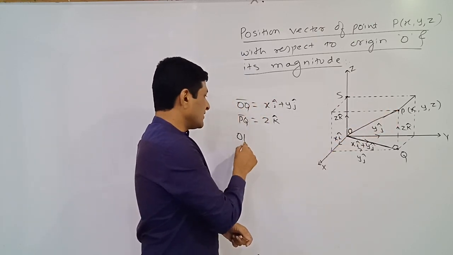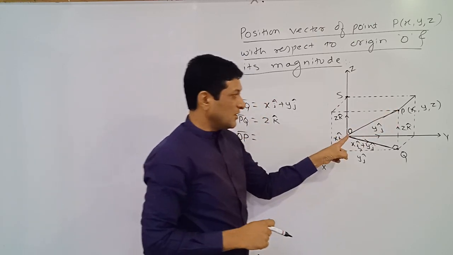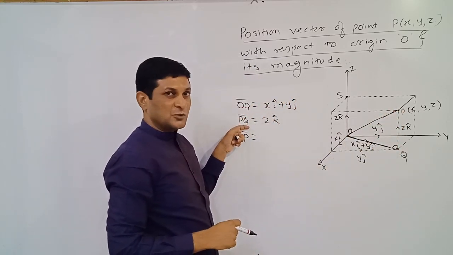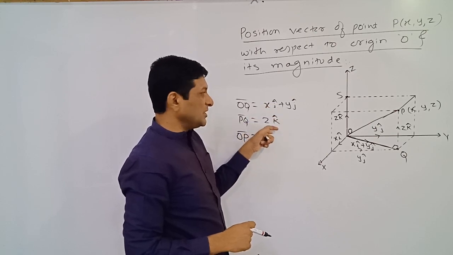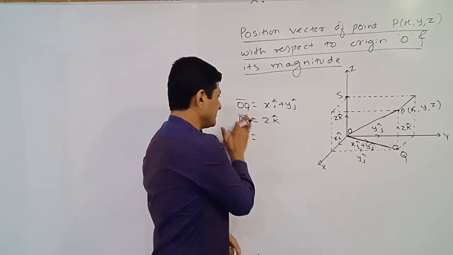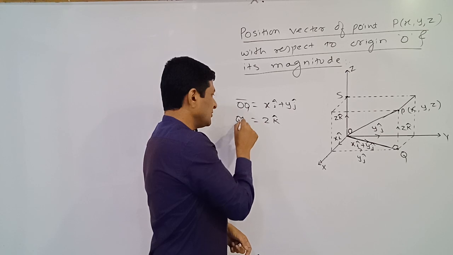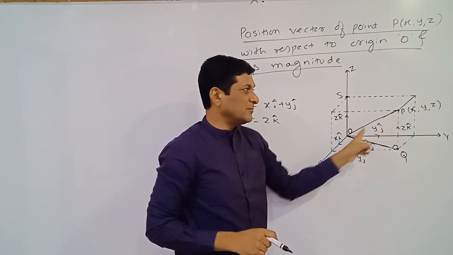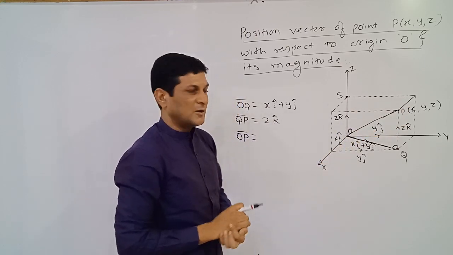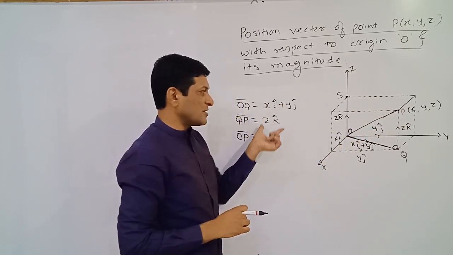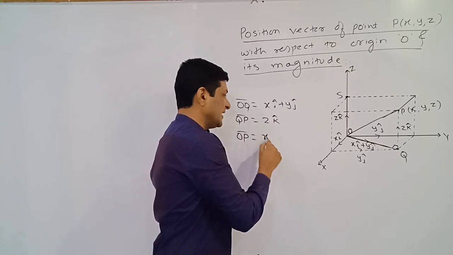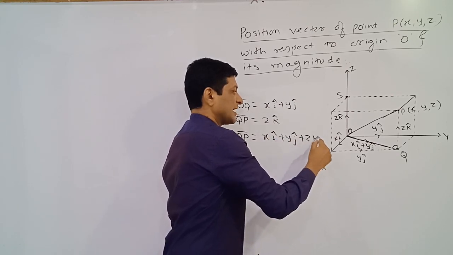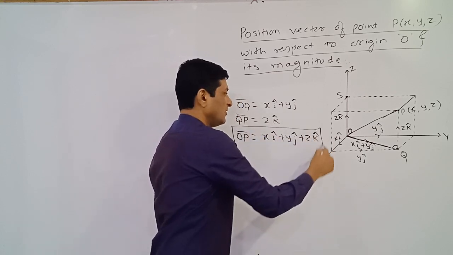So therefore OP bar is nothing but OQ bar plus QP bar. Now the addition of these two vectors will be nothing but OP bar according to the triangle law. So values of both the vectors are known to us. Simply we are taking their addition: Xi cap plus Yj cap plus Zk cap. In this way we have got the value of OP bar here, isn't it?